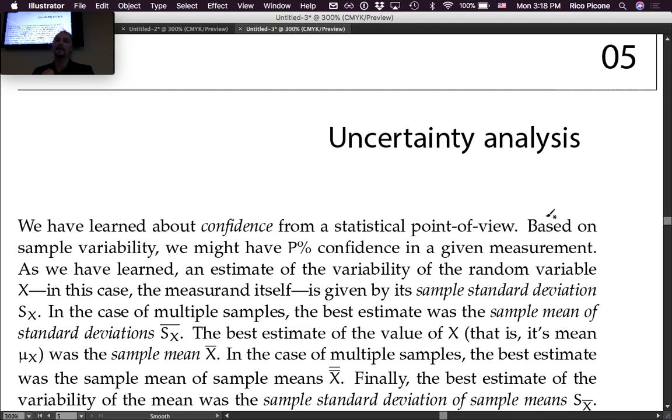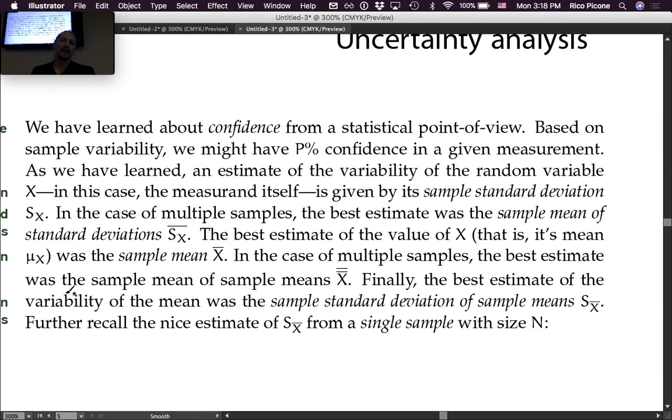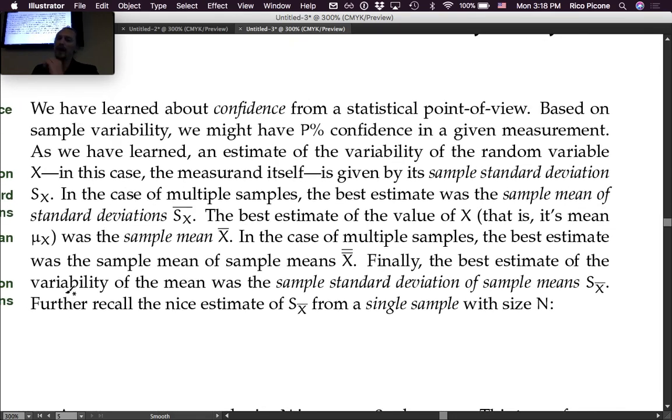As we have learned, an estimate of the variability of the random variable x, in this case the measurement itself, is given by its sample standard deviation, Sx. In the case of multiple samples, the best estimate was the sample mean of standard deviations, right? The best estimate of the value x, that is, its mean, mu x, was the sample mean. In the case of multiple samples, the best estimate was the sample mean of sample means, right?